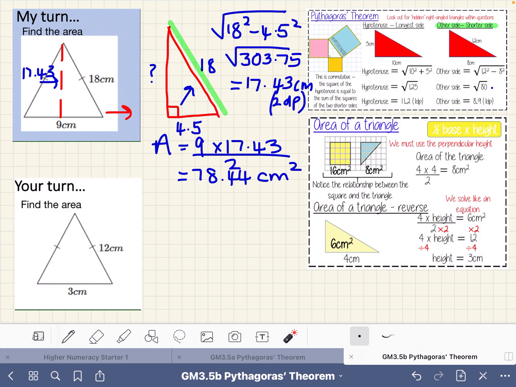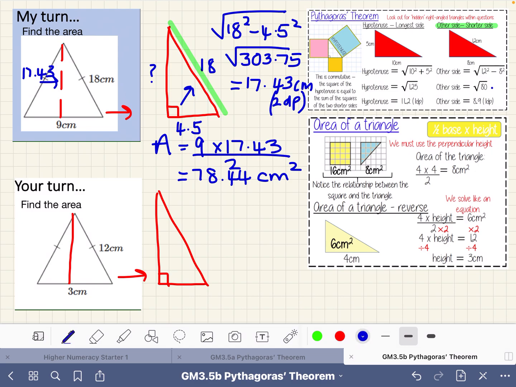We've been tasked with finding the area of an isosceles triangle here. Our base is 3 centimetres, our diagonal is 12 centimetres. We do not know the perpendicular height. That means we need to find out this perpendicular height before we can calculate the area of the triangle. I'm going to draw this by the side to make things easier.